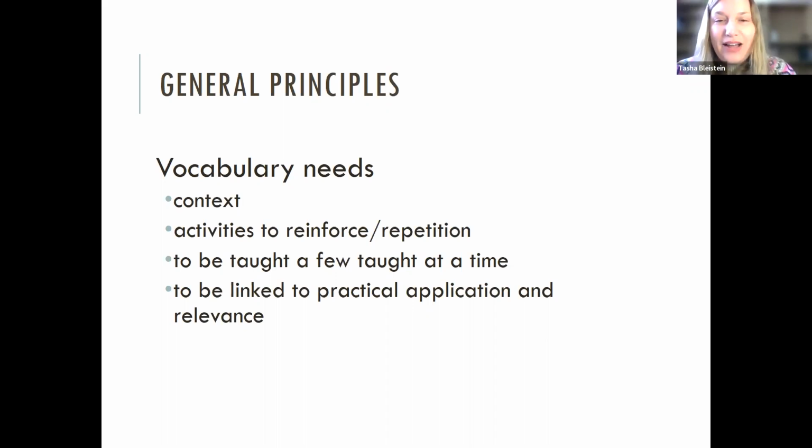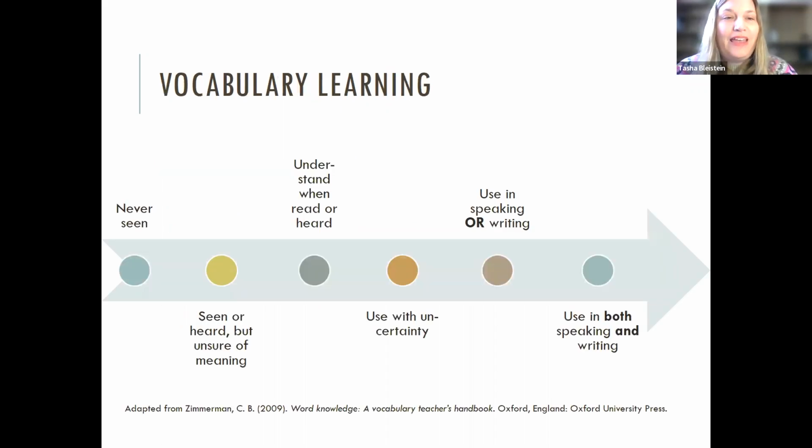So they need to interact with the word multiple times. If they only see it once or twice or do 1 or 2 small activities with a new word, they won't remember it. They most likely won't remember it. So here's a continuum of how you might know a vocabulary word or not know a vocabulary word.